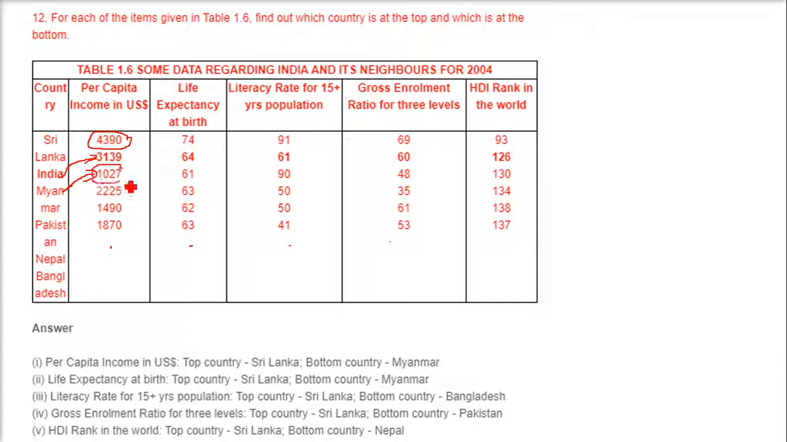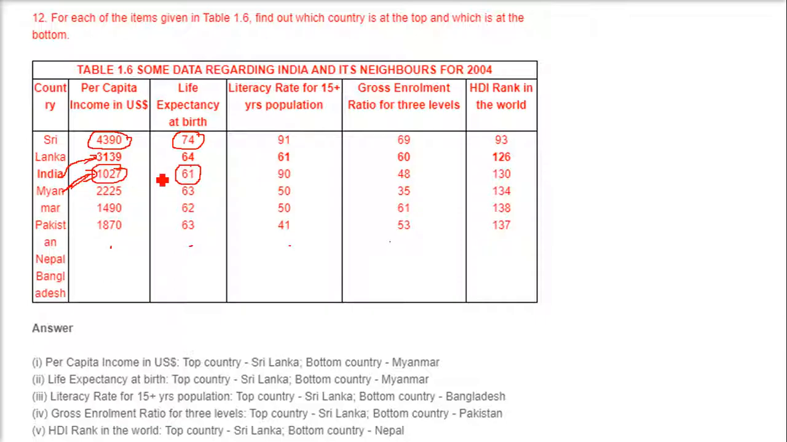So Myanmar is only 1027 US dollars. It's quite less. Life expectancy at birth, which is the highest? Sri Lanka, 74. An average age of a person is 74 years, while the lowest is here, 61.